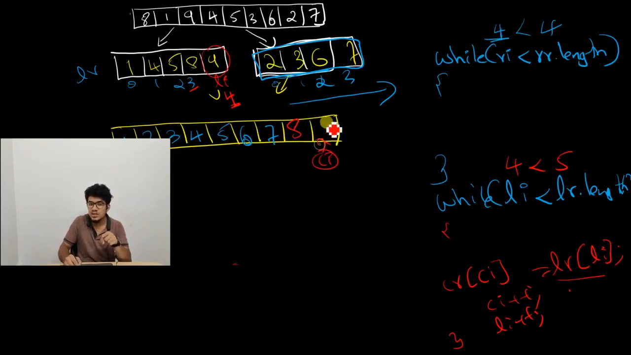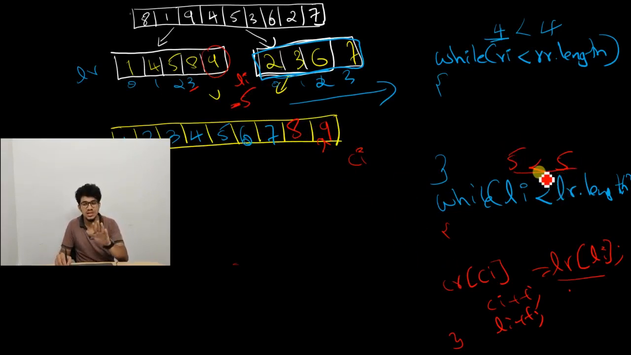Ci is pointing here. 9 is stored here. Then what will happen? Li plus plus, Li will come here. It becomes 5. Ci plus plus, Ci will come here like this. Now to check the while loop, what is Li value now? 5. Is 5 less than 5? No, the condition is false. This while loop will end, and I'm sure that after that the array is sorted.